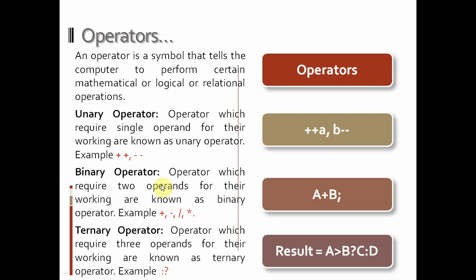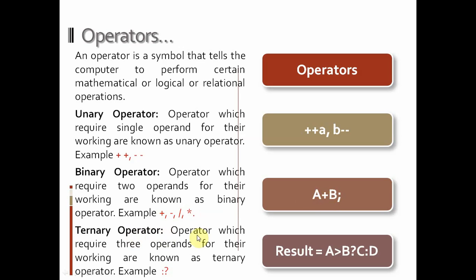Second is the binary operator. Operators which require two operands for their working are known as binary operators, like plus, minus, divide, multiply, modulus, less than, greater than, and so on. All these operators require two operands. Like we can look here, there are two variables a and b and plus is an operator. So the plus operator is working between two operands a and b, that's why it is a binary operator.